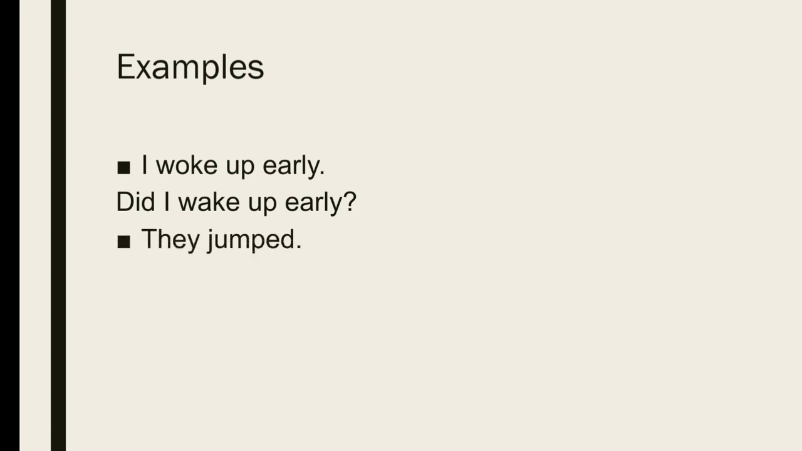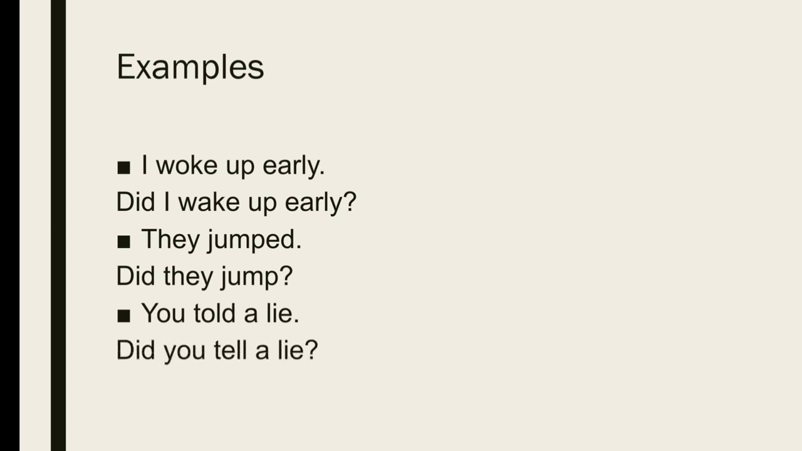They jumped. Jumped is the second form of verb. To make it interrogative, I will write here: did they jump? At the end, a question mark or mark of interrogation. Next one is you told a lie. Let's make it interrogative. Did you tell a lie? So that's it for today.